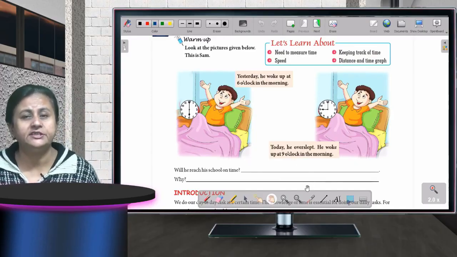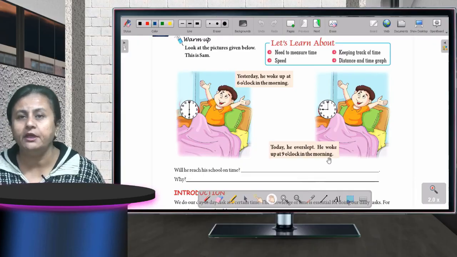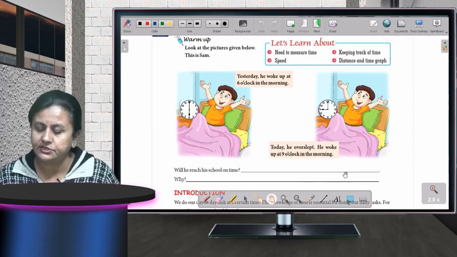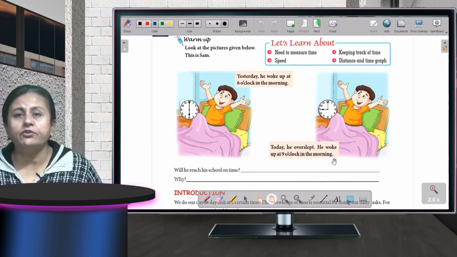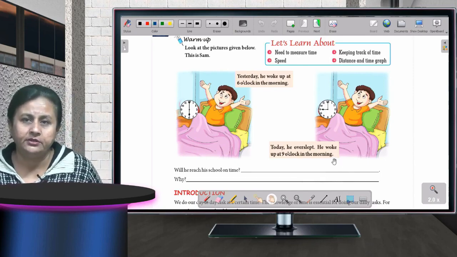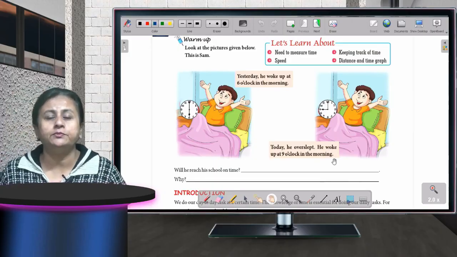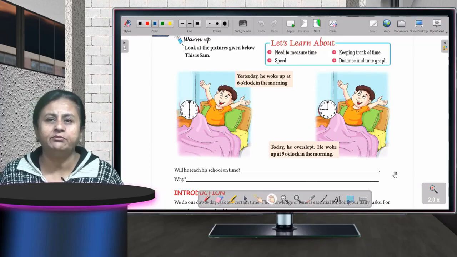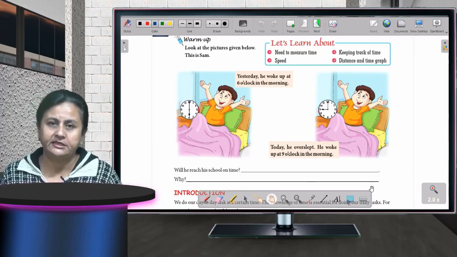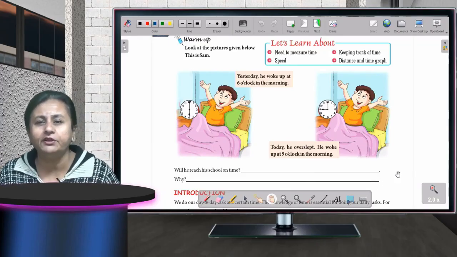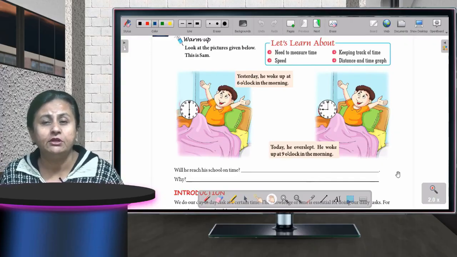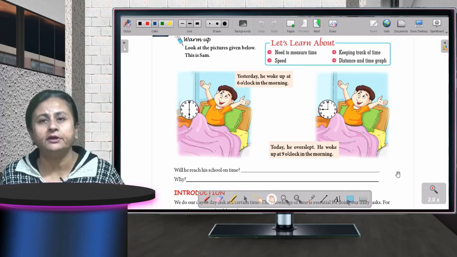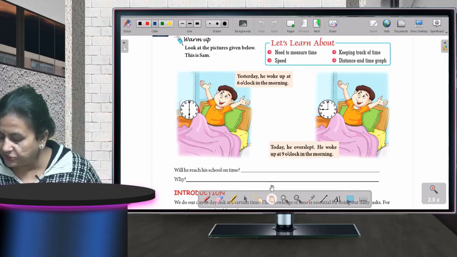No, because yesterday he got up on time, but today as he got late, he would not be reaching the school on time. So children, as you know, time is very important. Everything has to be done on proper time. And for measuring time, the SI unit of time is second. Whatever work we do, every day we are doing a lot of activities. Each activity has to be done on its proper time. Fine children? So we'll start the chapter now.